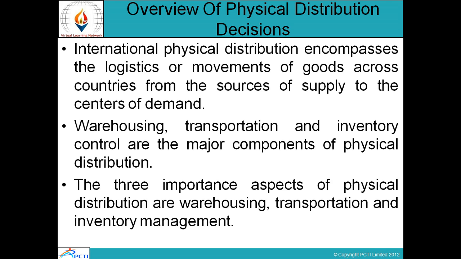Now there is an overview of physical distribution system. Here, international physical distribution encompasses the logistics or movements of goods and services across the countries from the source of supply to the center of demand. Here we also include the warehousing, transportation and inventory controls. Now there are three important aspects of any physical distribution. The warehousing, transport and inventory are to be taken care of.